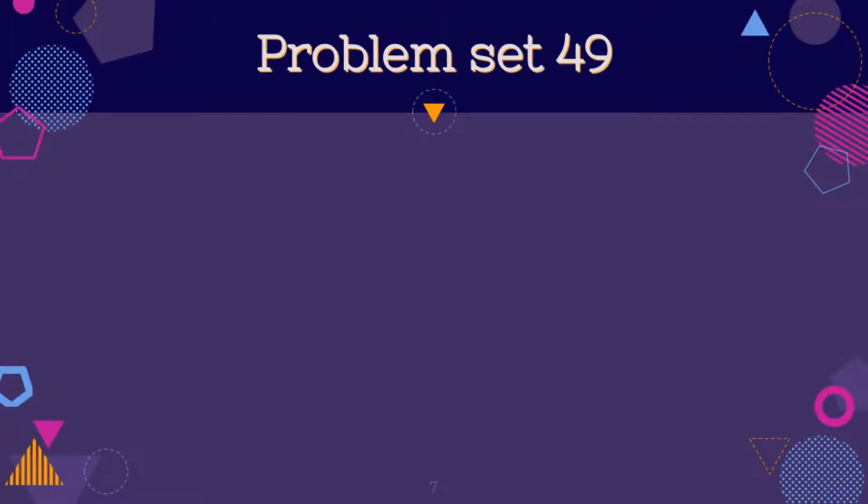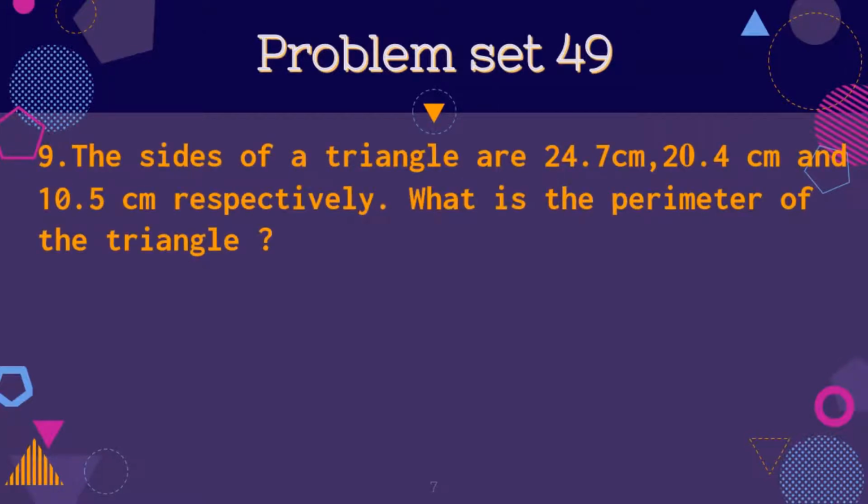Next question is, the sides of a triangle are 24.7 centimeter, 20.4 centimeter and 10.5 centimeter respectively. What is the perimeter of the triangle? Now we have a triangle and the lengths of its sides are 24.7, 20.4 and 10.5 centimeter. And we have to find out its perimeter.